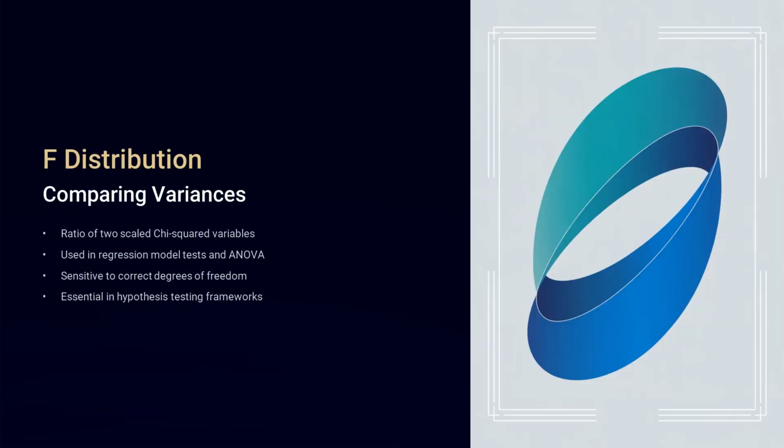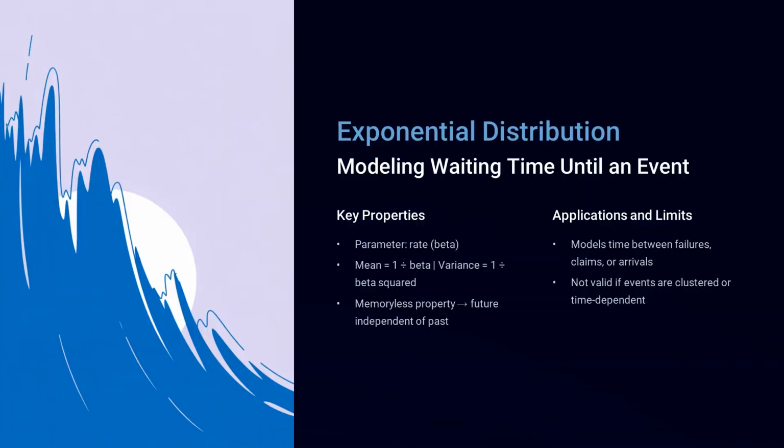Then we have the F distribution, which is built as a ratio of two chi-squared variables, each divided by their degrees of freedom. It's mainly used in variance comparison tests and in evaluating multiple regression models. For instance, when checking whether a group of variables adds predictive power. Together, these three distributions form the backbone of hypothesis testing and statistical inference in risk modeling.